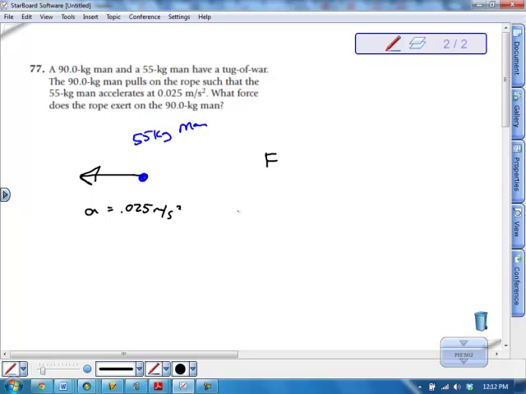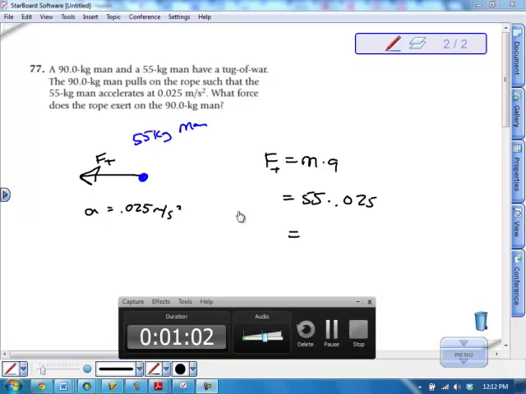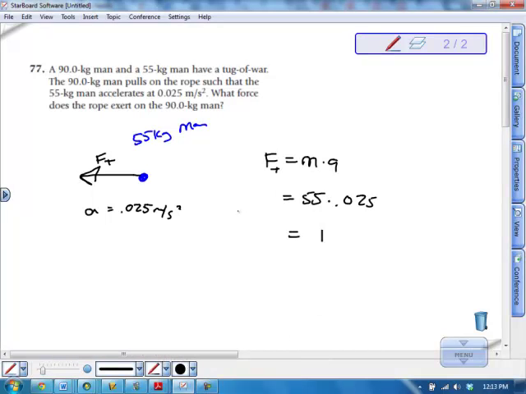So I can use F equals ma. I know that the force of tension, I'll call this the force of tension pulling on him right there, is equal to his mass, 55 kilograms, times his acceleration, 0.025, in which case that gives me 1.375 newtons are pulling on him.